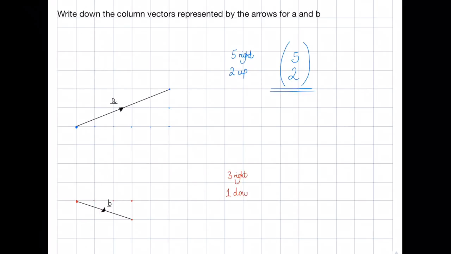Now movements to the right are positive, so 3 to the right will be a 3. 1 down, well if we're going down, that's a negative thing. So I'll write -1 and I just put that in a bracket as well. Boom.